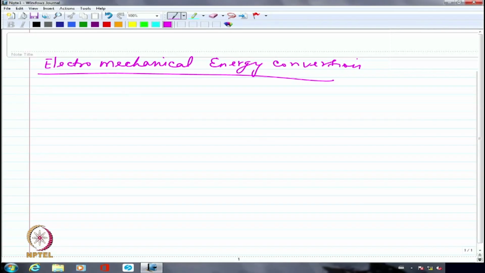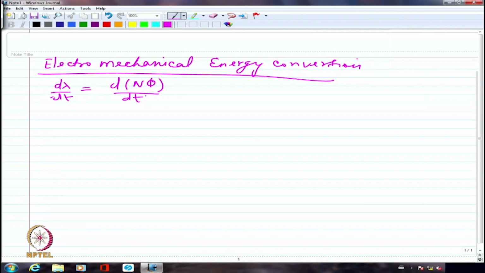Mainly a couple of things. One is, we said d lambda by dt, which is also indirectly d of n phi by dt, where phi is the flux linkage, is actually E, if we are looking at only the induced EMF which is in the inductance. So, I can write the same thing as L di by dt if I am assuming that the inductance is a constant, if there is no movement in the electromechanical system, what we considered earlier.